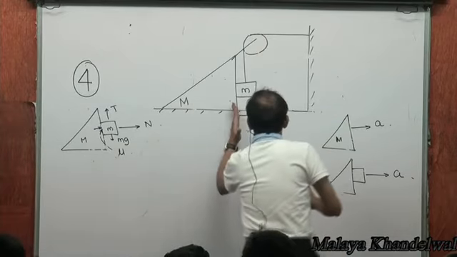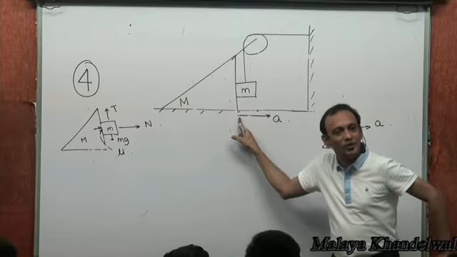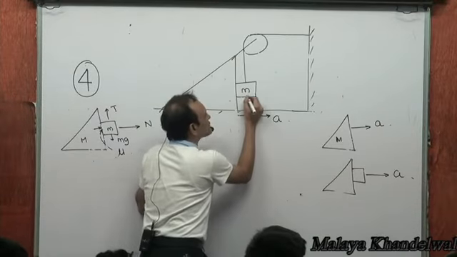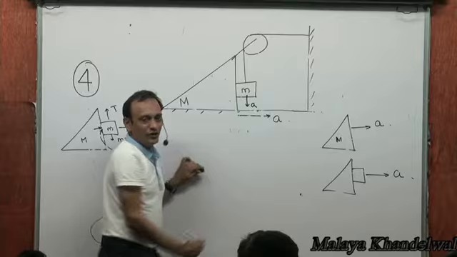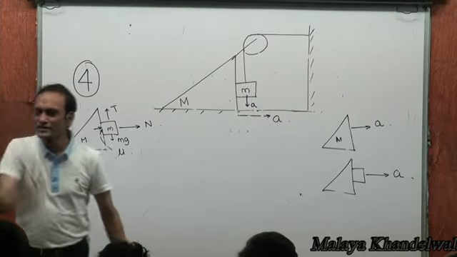That means if this moves to the right by small a units, this will move downwards by small a units. Yes or no? Which means the downward acceleration of small m must be small a. That's a consequence of the string constraint.